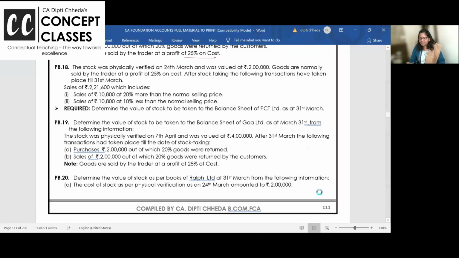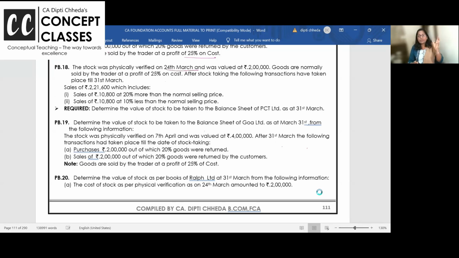18th problem. The stock was physically verified on 24th and was valued at 2 lakh. Goods are normally sold by the trader at a profit of 25%. After stock taking, the following transactions have taken place. Sale of 221,600. 10,800 is sold at 20% more than the normal selling price.